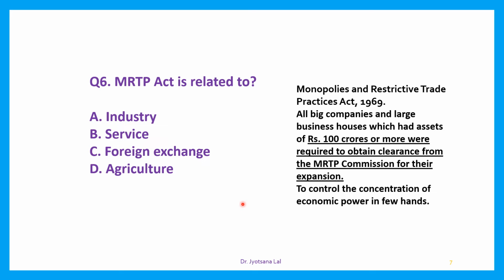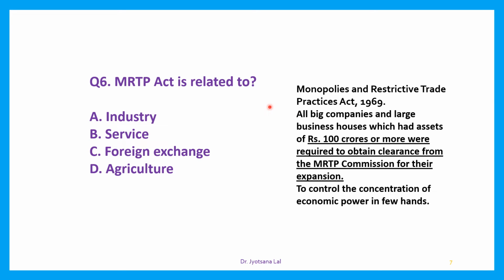Now we'll have some extra knowledge about MRTP. What is the full form of MRTP? It is very important to know. Its full form is Monopolies and Restrictive Trade Practices Act. And this act was passed in year 1969.